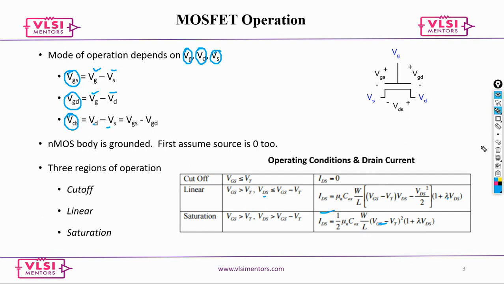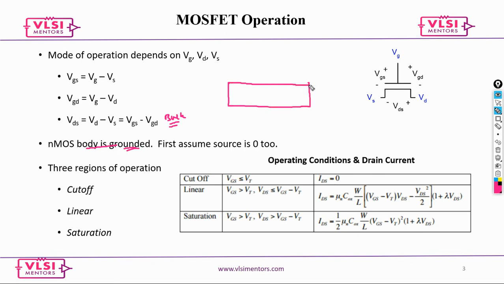Now, as I told you, the NMOS body, which is nothing but your bulk, is grounded. It is always at VSS, and you are assuming that it is at ground potential. So this is your transistor cross-sectional view, and this is what we assume to be at ground potential.